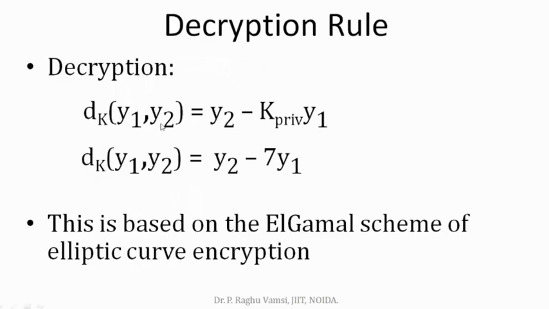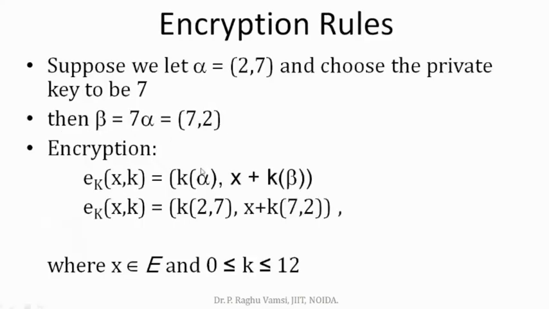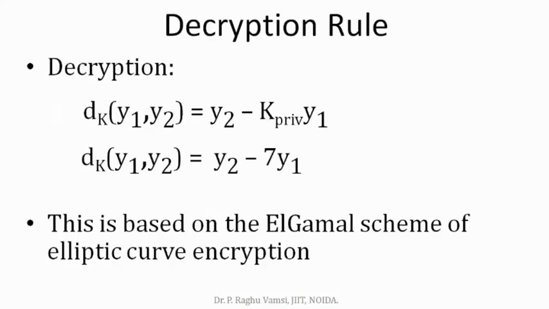While coming to the decryption part, decryption will be done like this. D_k of (y1, y2), because whatever values you get here, this k of (2,7) will become y1, and x plus k of (7,2) will become y2. These values will be sent to the receiver. So now the receiver will use the decryption like this: d_k(y1, y2) = y2 minus the private key times y1.